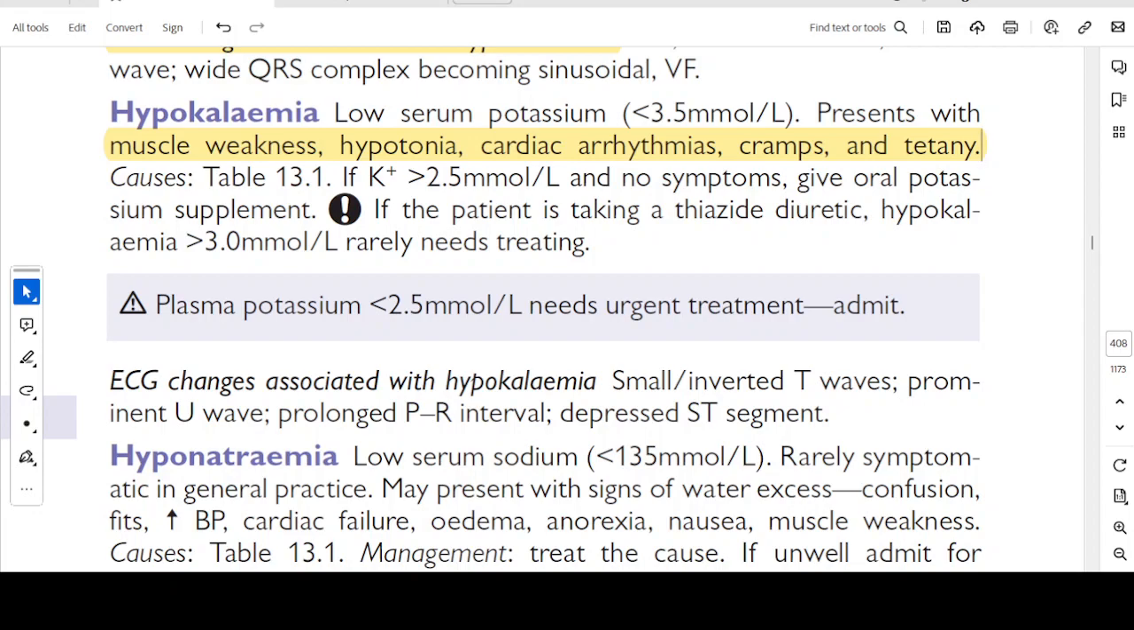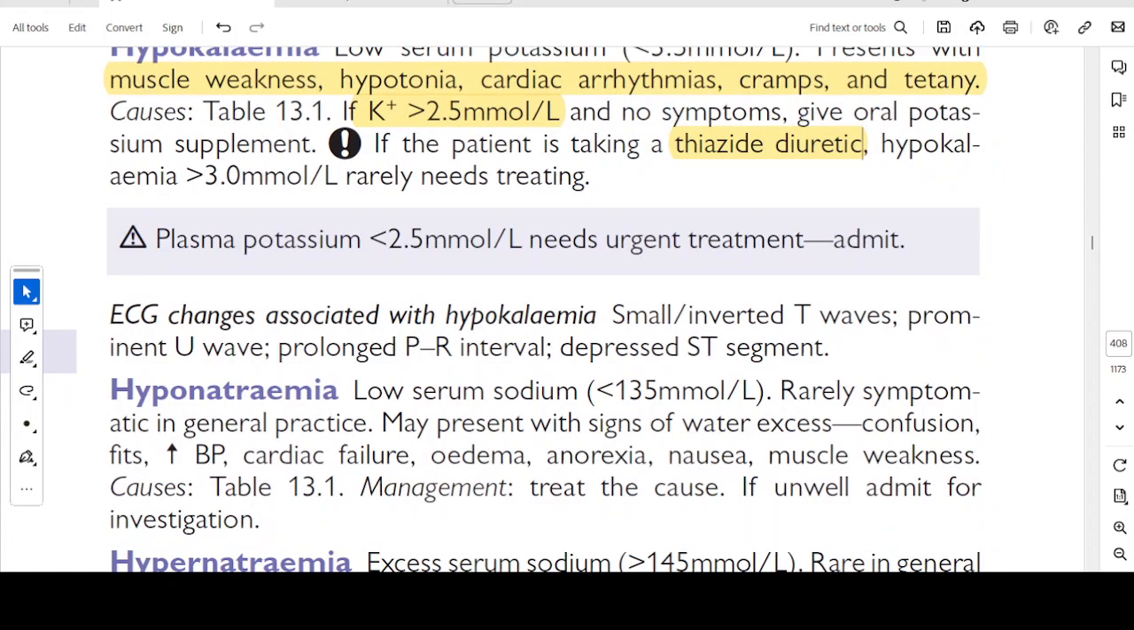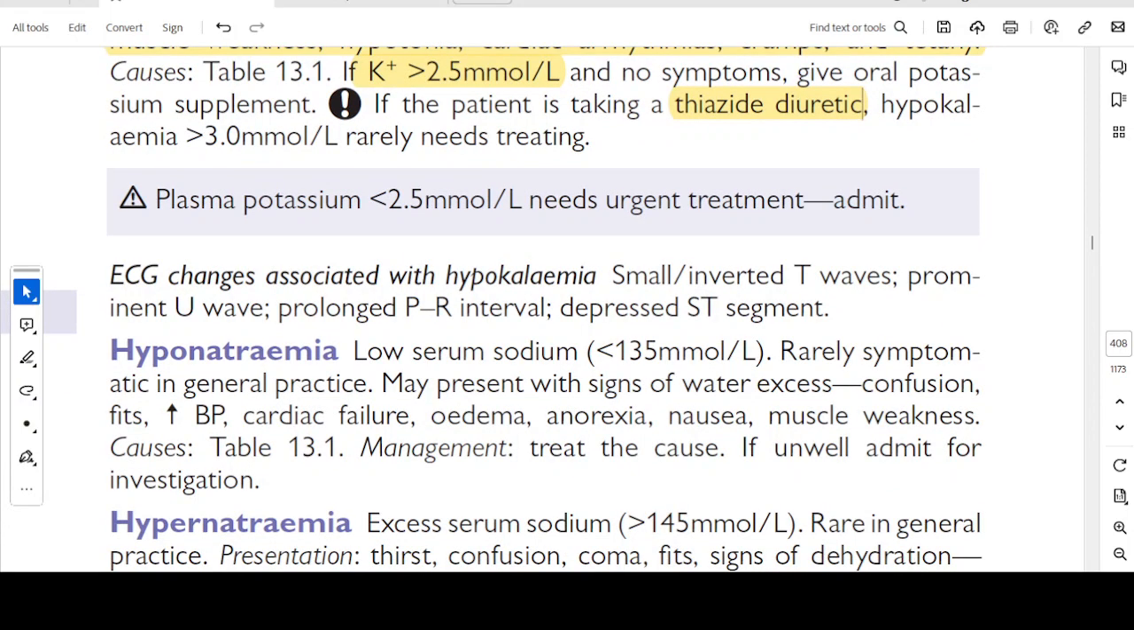Causes, table 13.1. If potassium is more than 2.5 millimoles per liter and no symptoms, give oral potassium supplement. If the patient is taking thiazide diuretics, hypokalemia with potassium more than 3 millimoles per liter rarely needs treating. Normal hypokalemia is potassium less than 3.5, whereas the cutoff is reduced when the patient is taking a thiazide diuretic. Plasma potassium levels less than 2.5 millimoles per liter need urgent treatment, so you need to admit the patient.